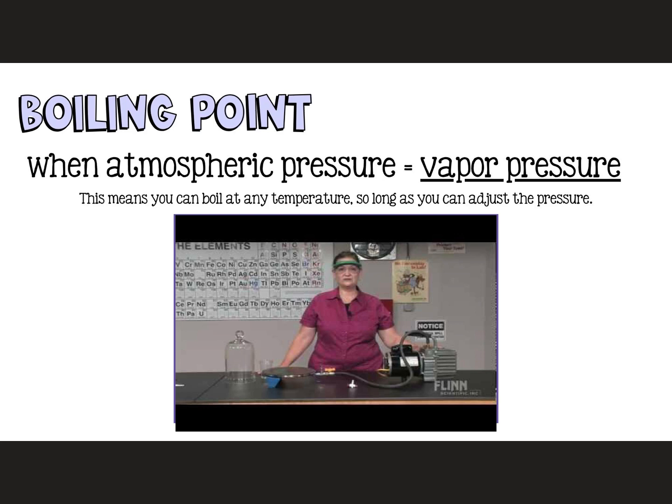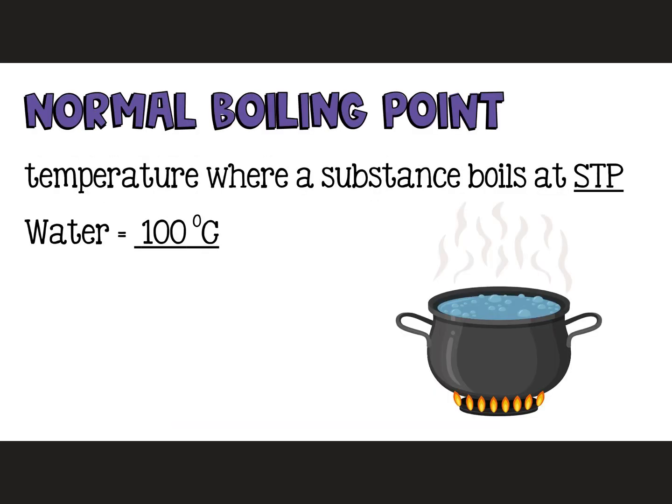The boiling point of a substance occurs when atmospheric pressure is the same as vapor pressure. This means that you can boil any substance at any temperature so long as you adjust the pressure. Try watching the video linked in the description for an example. The normal boiling point is the temperature at which a substance will boil at STP. For water, this is 100 degrees Celsius.